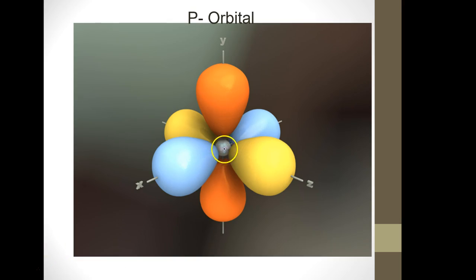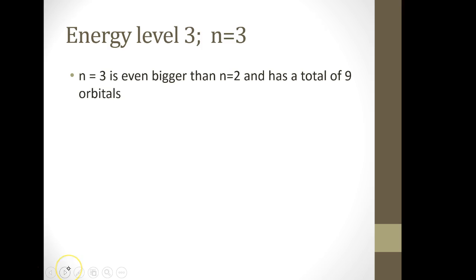So that's what it looks like. Down there in the very center is the nucleus, then you got the 1s, and then the 2s around that, and now you got the 2p. Okay, energy level 3, this would be the third circle out.